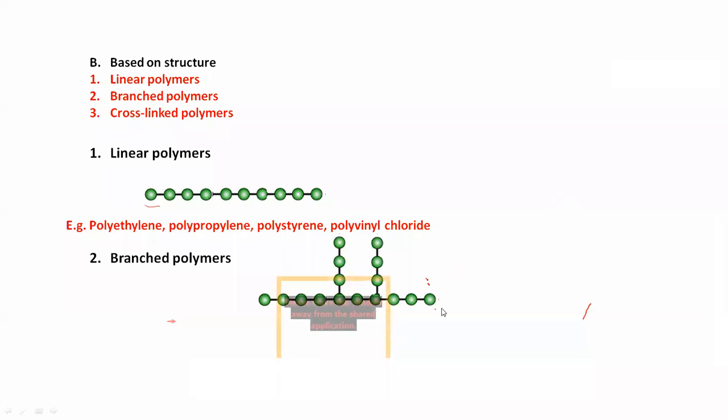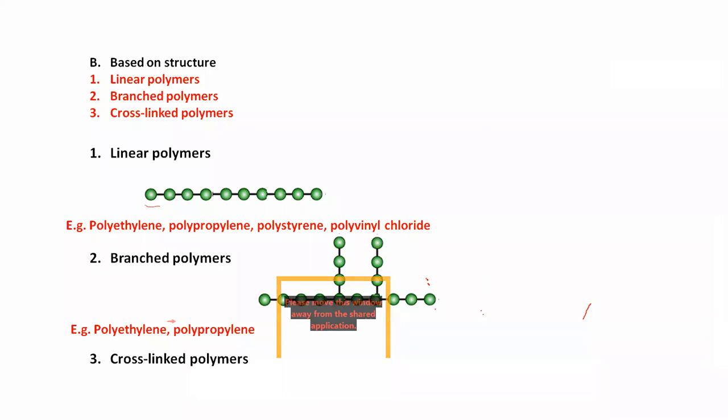So this is a branched polymer. Examples are polyethylene and polypropylene. Polypropylene can be a linear chain or it can have branches. By controlling polymerization, we can add branches to the backbone of polyethylene.